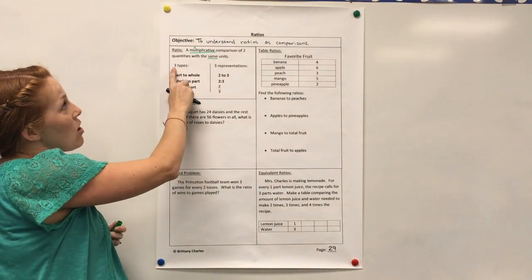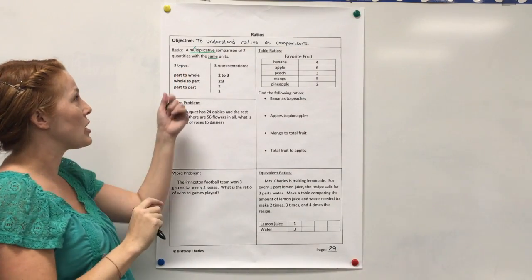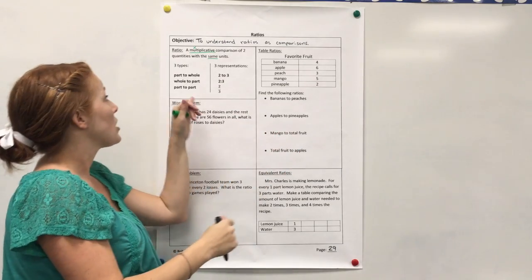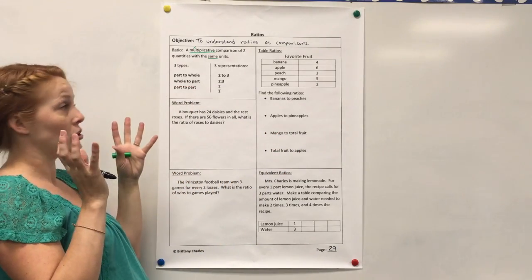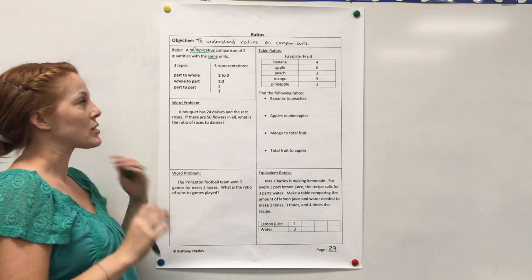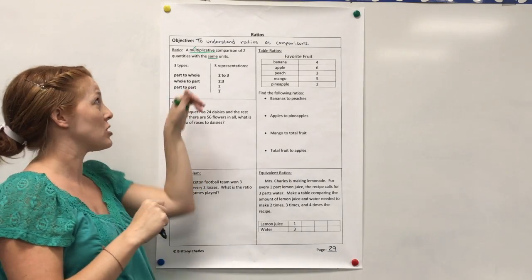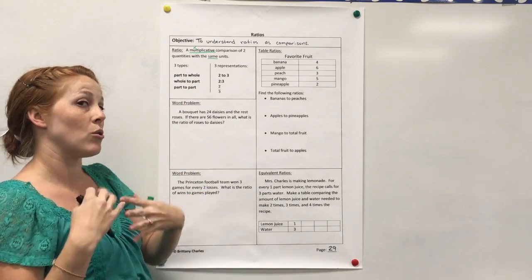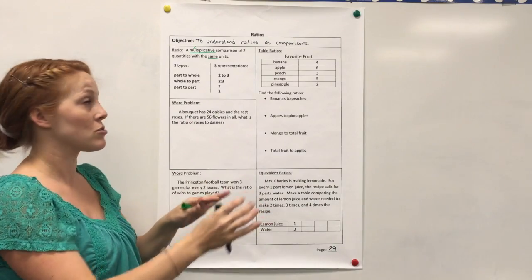So here are three types. You can have a ratio that compares a part to a total, a whole or total to a part, or a part to a part. So it's kind of similar to a fraction, where a fraction is part over whole, but a ratio you can actually do it vice versa, the whole to the part, or comparing two parts.